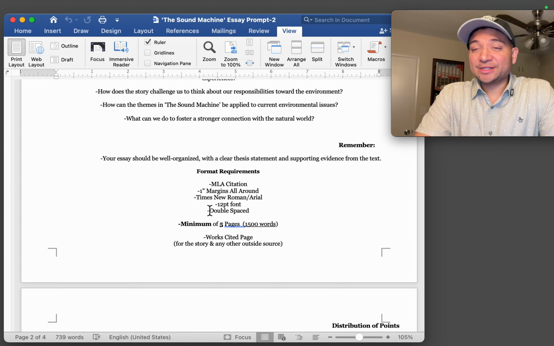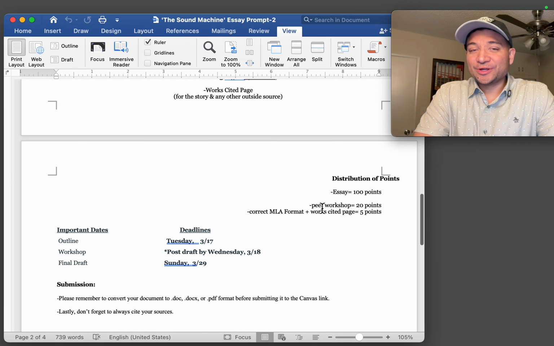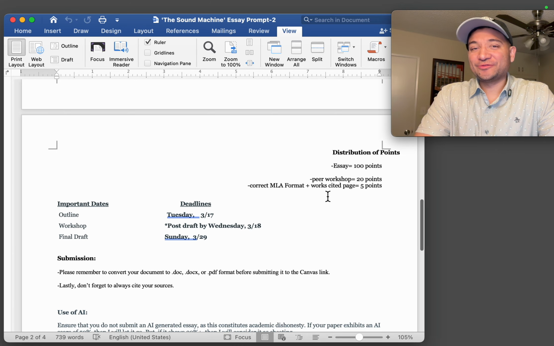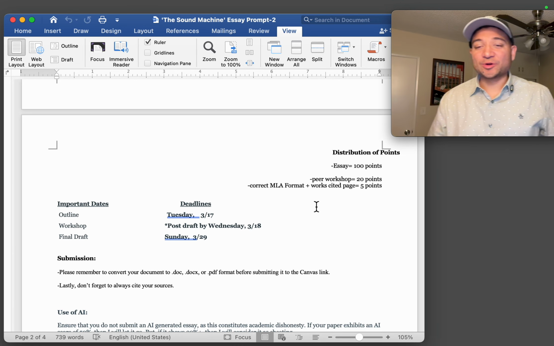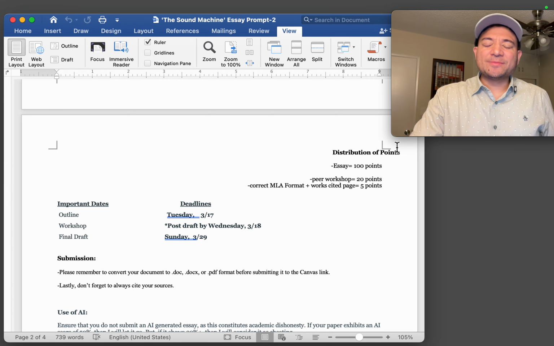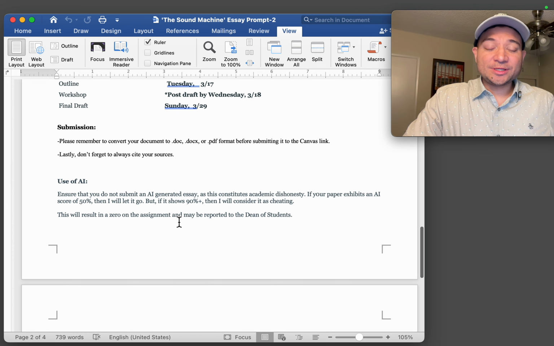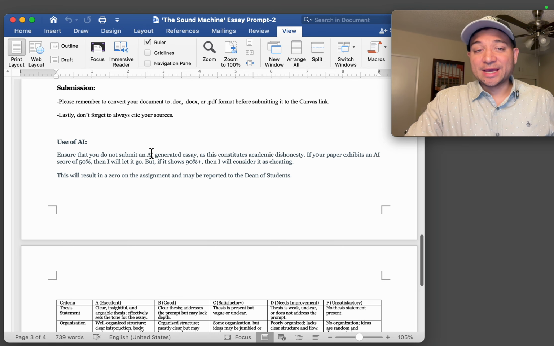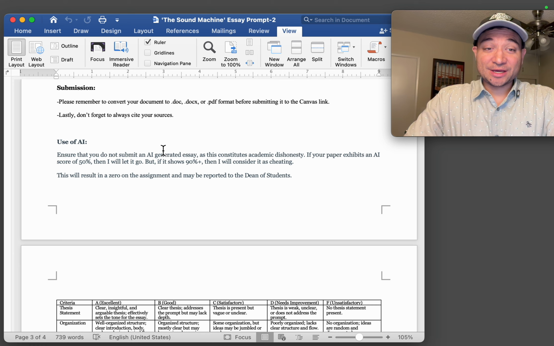So, of course, as usual, it's going to be MLA. It'll be at least 1,500 words, the final draft, and these will be the points. So, 100 for the paper itself. We're going to do a peer workshop next time, but that will be 20 points, and having correct MLA is 5. So, please pay attention to our dates, and do make sure to submit as doc, docx, or PDF.